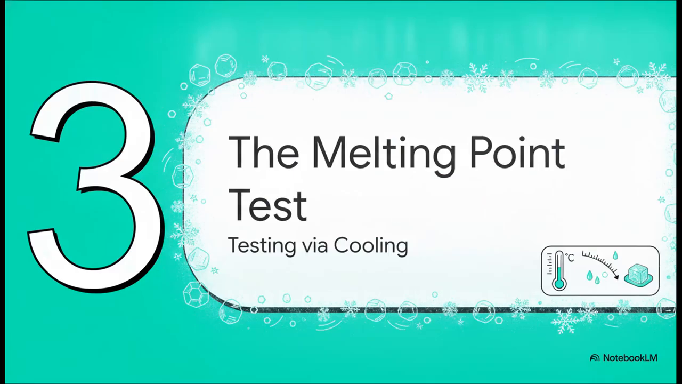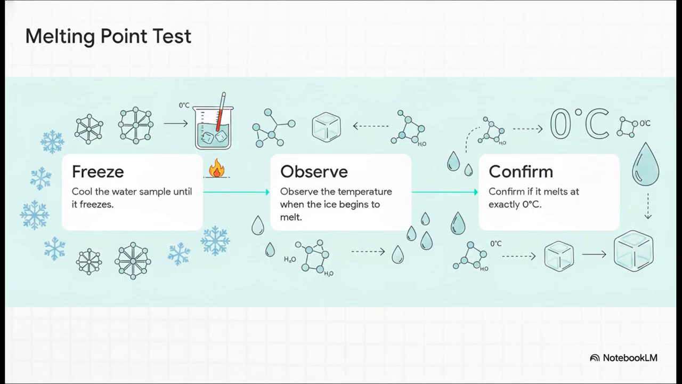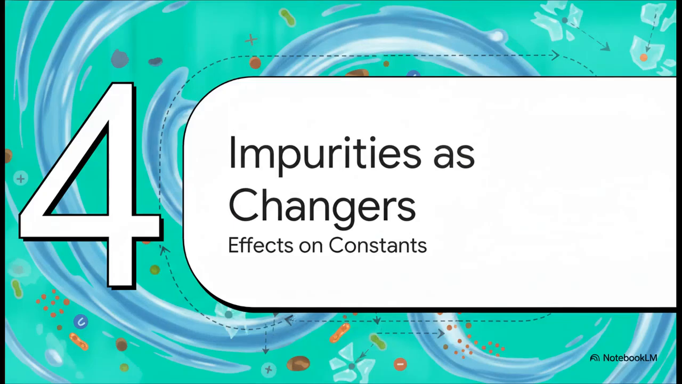Section 3. The melting point test. Instead of heating, we can also test purity via cooling. Step 1. Cool the water sample until it freezes. पहले आप sample को freeze करेंगे जब तक वो solid ice ना बन जाए. Step 2. Observe the temperature when the ice begins to melt. Step 3. Confirm if it melts at exactly 0 degrees Celsius. And this brilliantly illustrates how the reverse process works exactly like the heating process. अगर आपका ice perfectly 0 degrees पर melt हो रहा है, तो you know for sure कि आपका water sample बिल्कुल pure है.